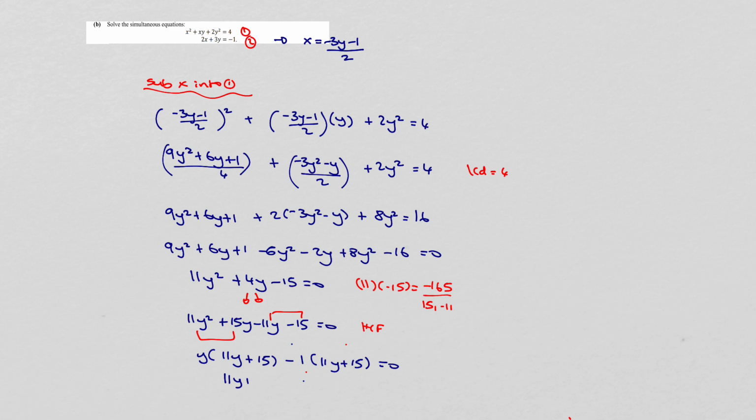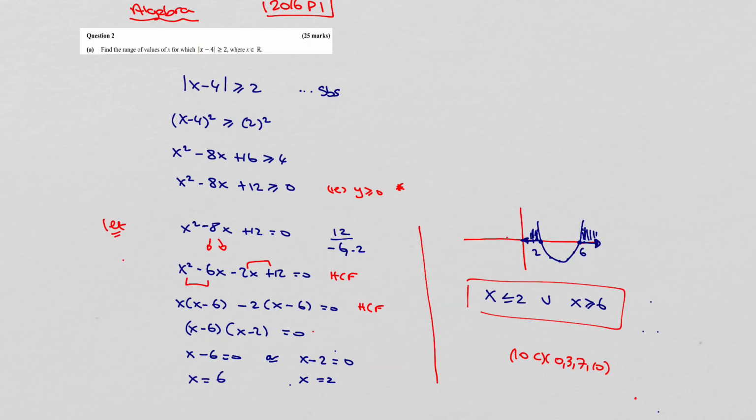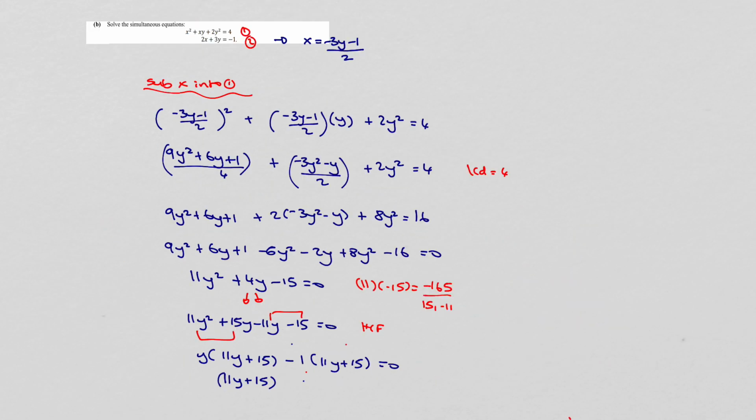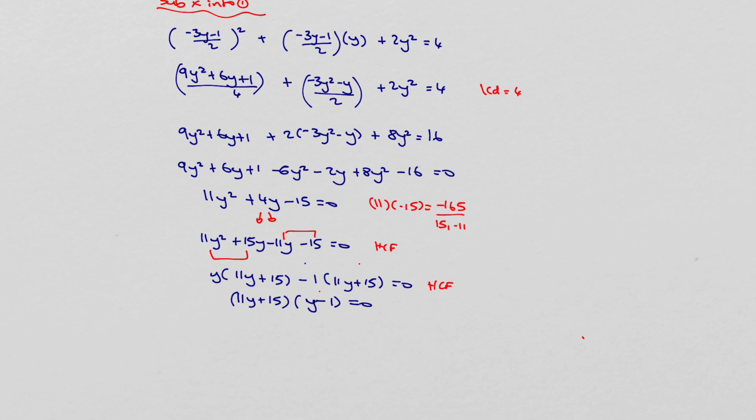So if I take out the highest common factor again, we have 11y plus 15 times y minus 1 equals 0. And therefore both of those factors multiply to give me 0. So that means that 11y plus 15 equals 0, or y minus 1 equals 0. So that gives me y equals minus 15 over 11, or y equals 1. So now we have our two y values.